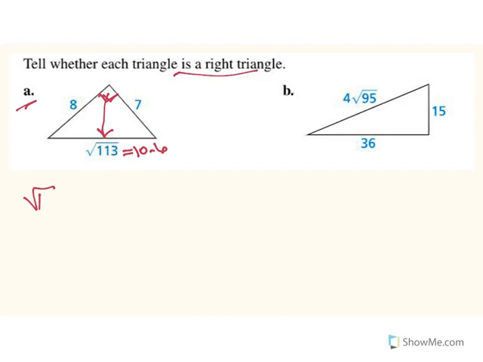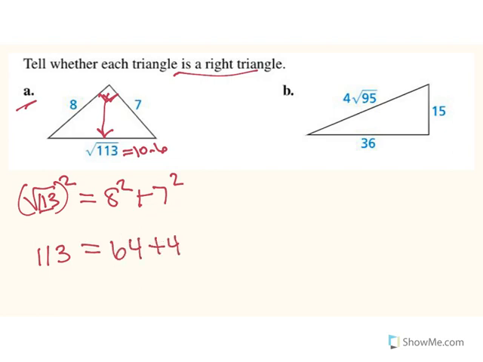So we're going to do the square root of 113 squared equals 8 squared plus 7 squared. The square root of 113 squared, remember any radical squared is just the radicand, so that's just 113 equals 64 plus 49, and then 64 plus 49 is 113. So that is a true statement, right? So that means it is a right triangle.